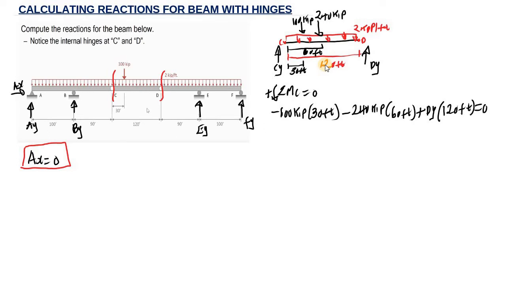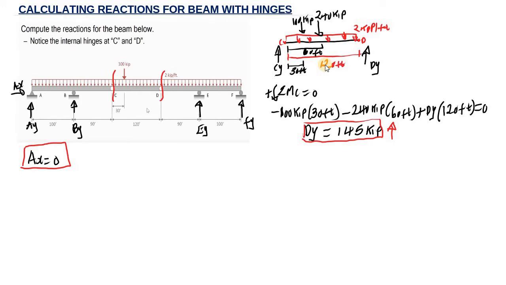So if you calculate dy, you are going to get dy is equal to 145 kip. Now, because we're having a positive value, this means it is acting upward. So what we need to do, we need to find cy.